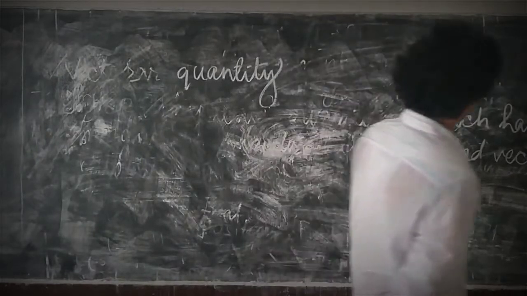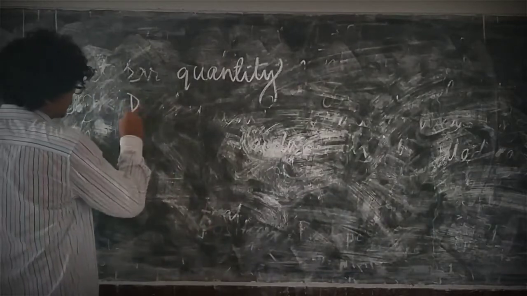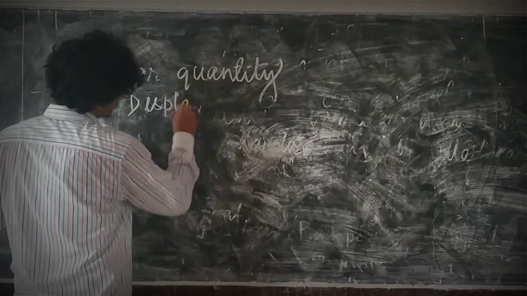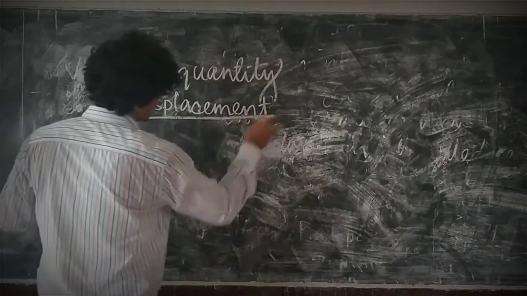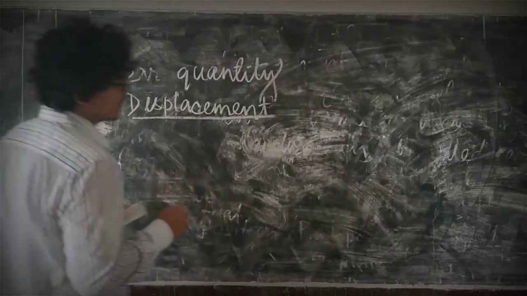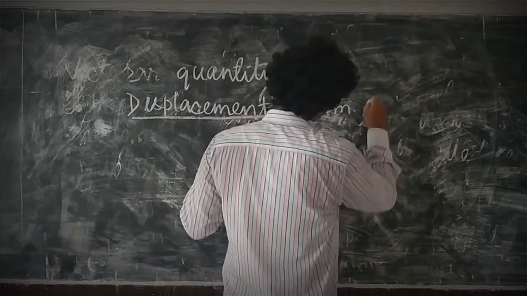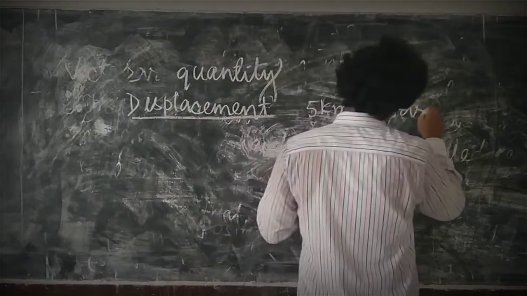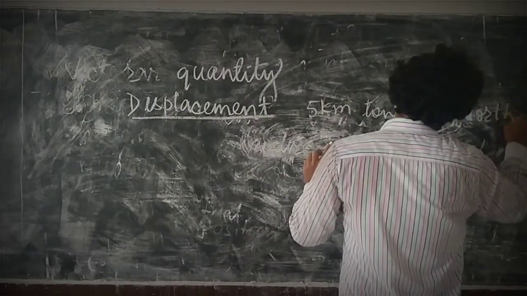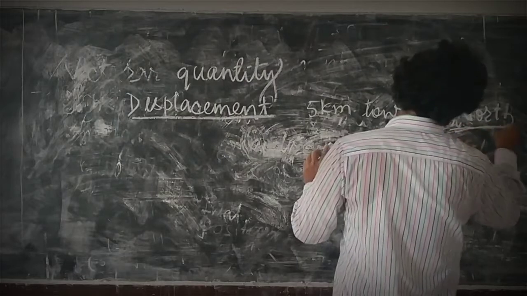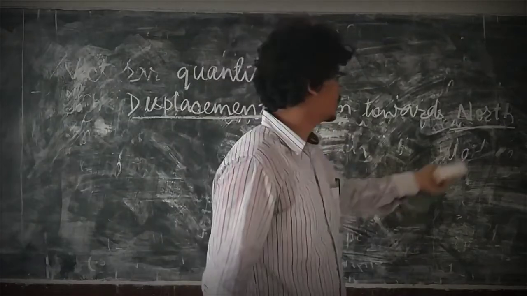So let us see examples of vector quantity. If I say displacement, this is a vector quantity. Displacement is always associated with direction plus magnitude. Like 5 kilometer towards north. So here I am giving direction. This 5 kilometer is the magnitude, and north is the direction.